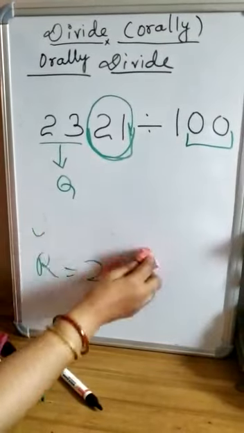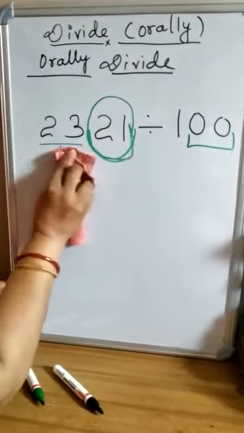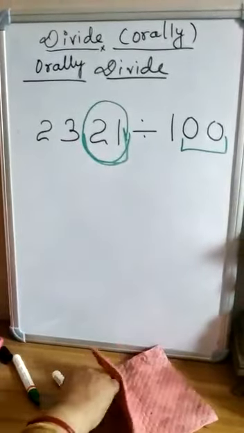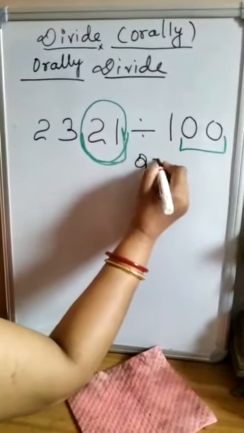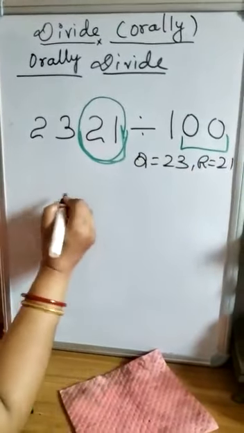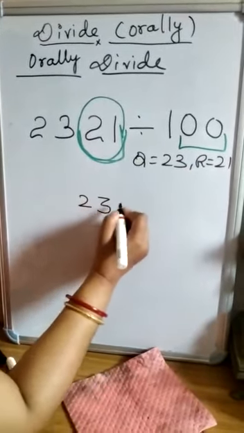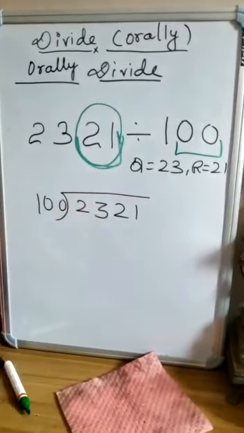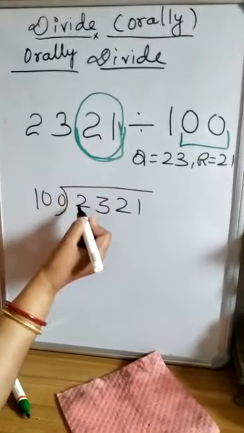Now let us check it by the proper method of division. We have found that the quotient is 23 and the remainder is 21. Let us check it. So I am going to divide 2321 by 100. First I will start from 2.